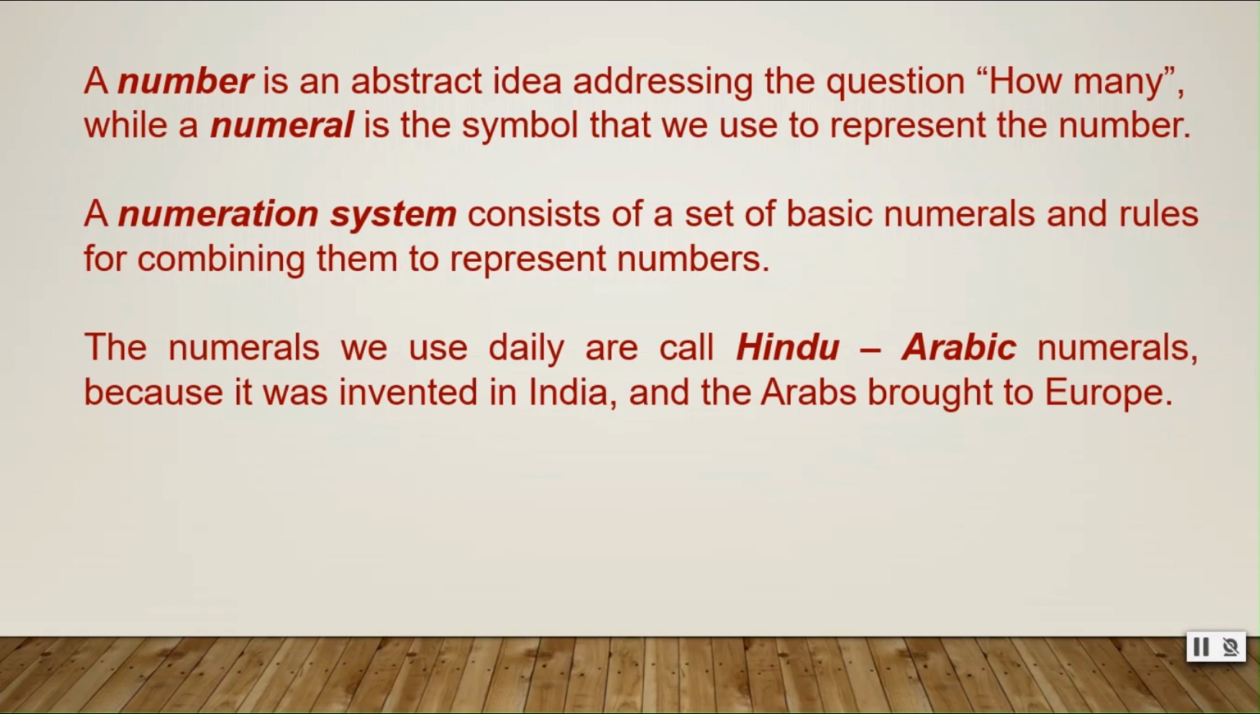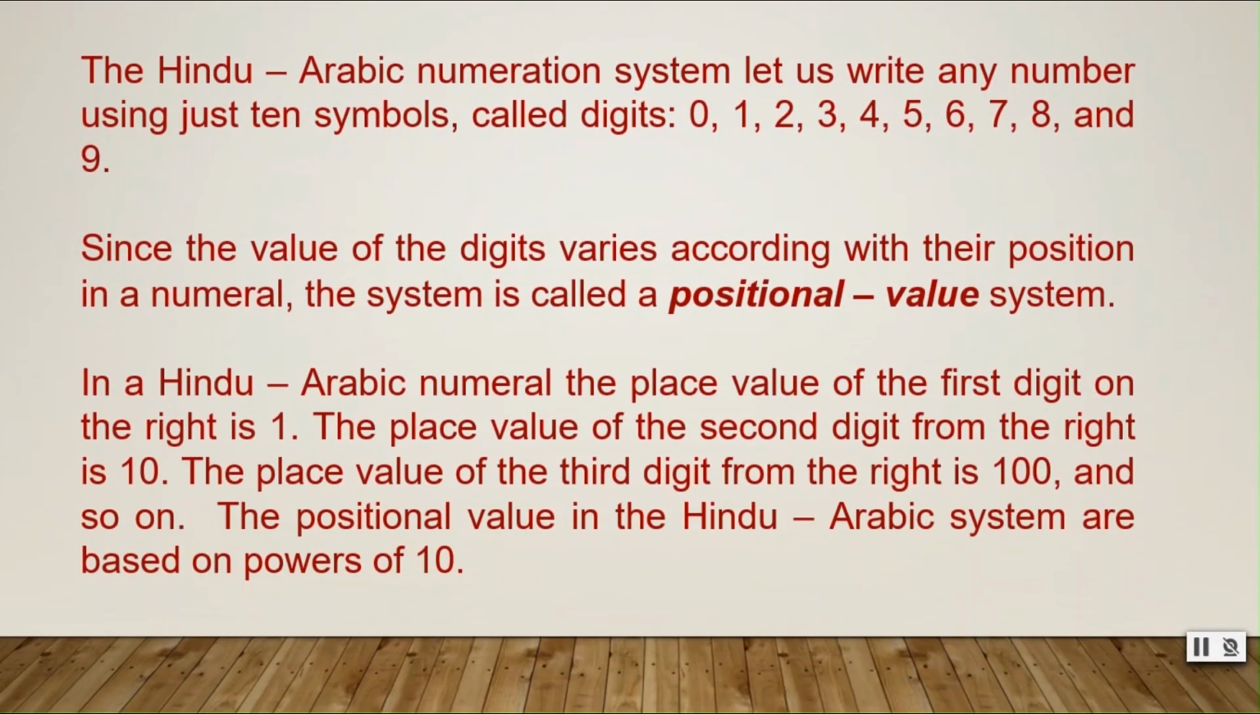The numerals we use daily are called the Hindu-Arabic numerals because it was invented in India and the Arabs brought it to Europe. The Hindu-Arabic numeration system lets us write any number using just 10 symbols. These symbols are called digits. The digits are, of course, 0, 1, 2, 3, 4, 5, 6, 7, 8, and 9.